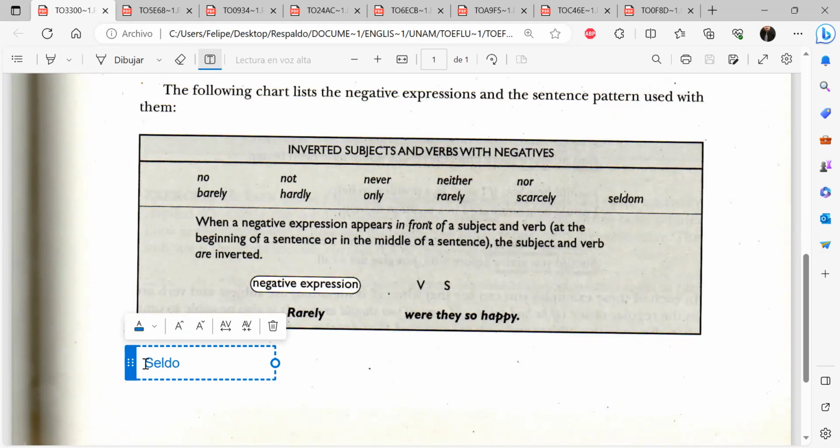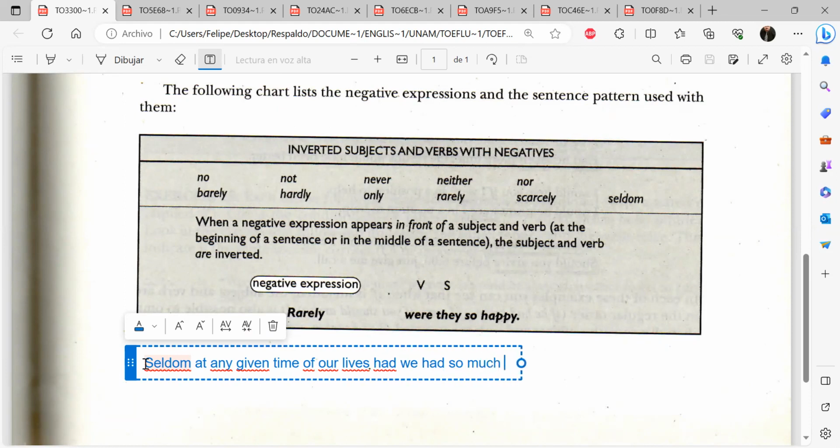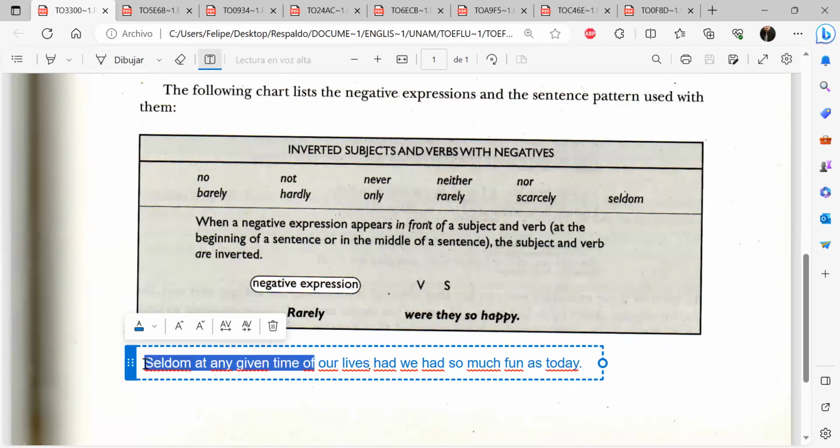For example, seldom at any given time of our lives we have so much fun as today. Yes. So what is the negative? Seldom at any given time of our lives. Yes, because at any given time of our lives accompanies the expression seldom. So after this expression, we use auxiliary, subject, verb.